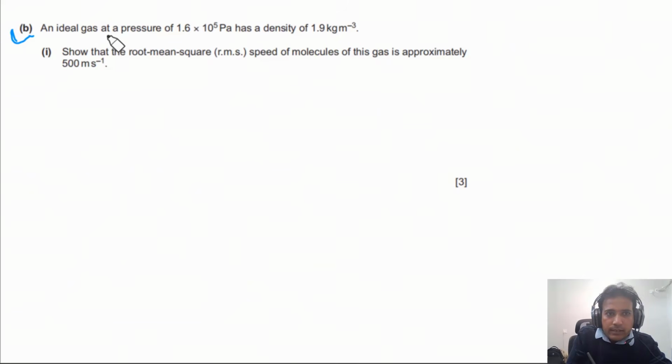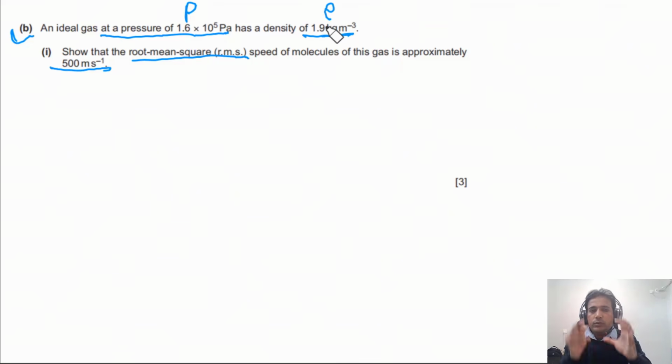Part B says an ideal gas at a pressure of 1.6 times 10 to the 5 pascals has a density of 1.9 kilograms per cubic meter. Show that the root mean square speed of molecules of this gas is approximately 500 meters per second. So what is given to us? The value of P is given to us and the density is given to us. So we need to find the root mean square speed of molecules. So we need to find the relationship between P and density.